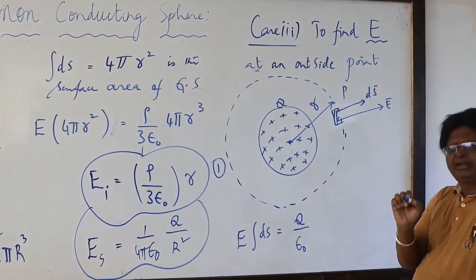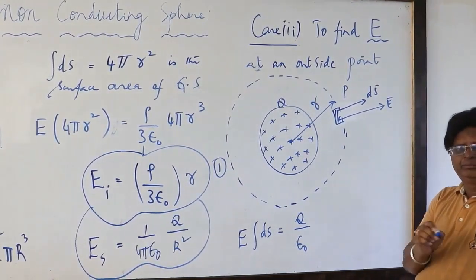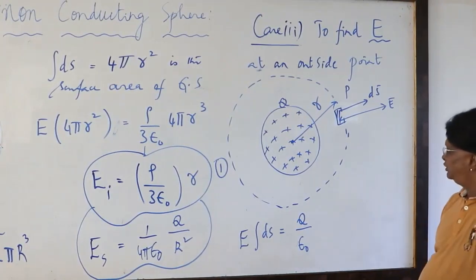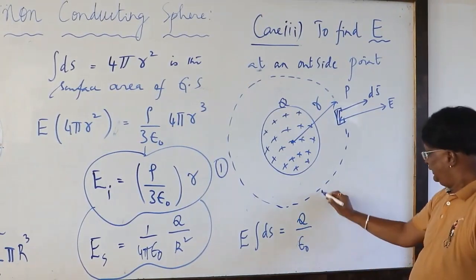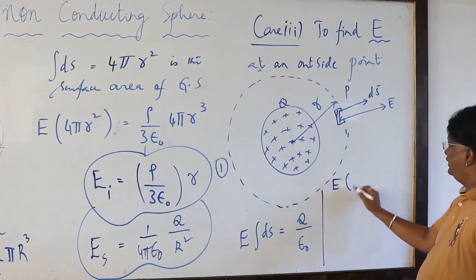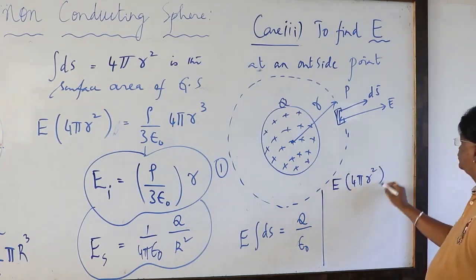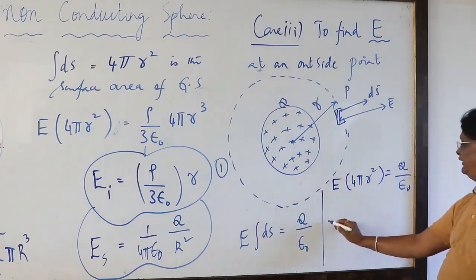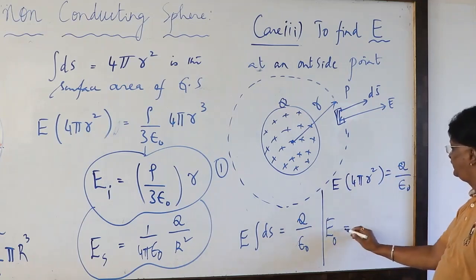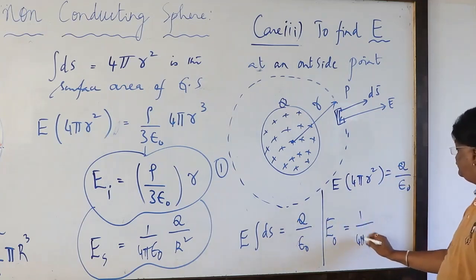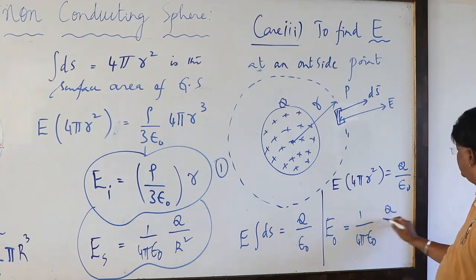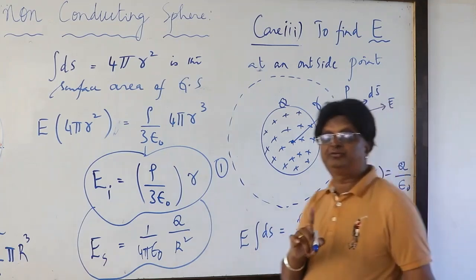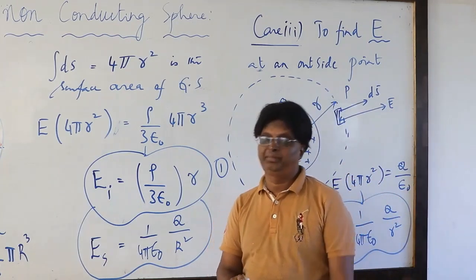So when you are doing the derivation, small letters, capital letters, it makes all the difference, and therefore please practice it well. Q by epsilon naught. Therefore to find the result, E times 4 pi small r square is Q by epsilon naught. Therefore our final result, for an outside point, E is equal to 1 by 4 pi epsilon naught Q by small r square. Again the same as the case of a charged conducting sphere.